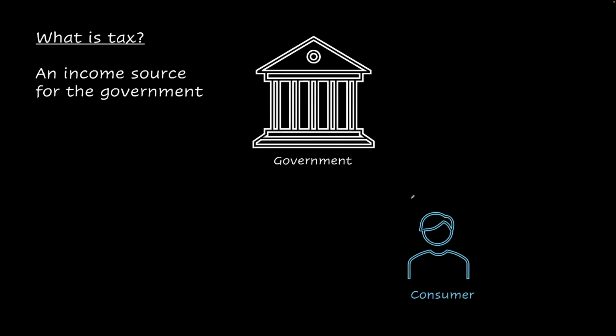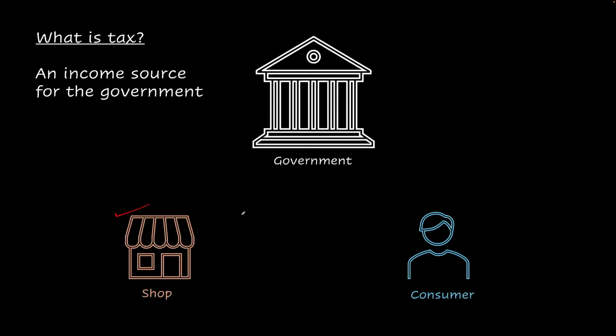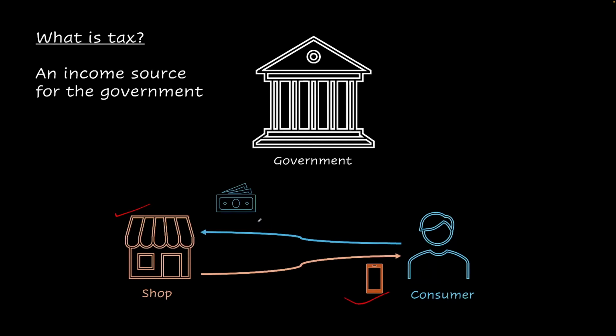What is tax? It is an income source for the government. Now, when you and me as a consumer want to buy something, let's say a phone, then we go to a shop. When we go to a shop, we pay some money to the shop and we get the phone that we want. This money that is paid is called the retail price. You might have seen it's called the MRP, right? The maximum retail price. That's the maximum price you're allowed to pay.